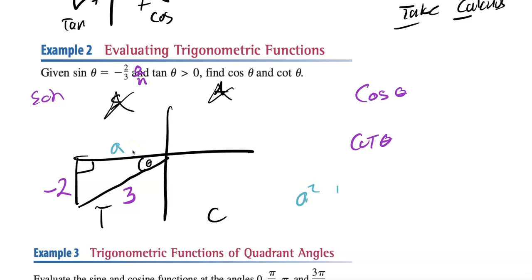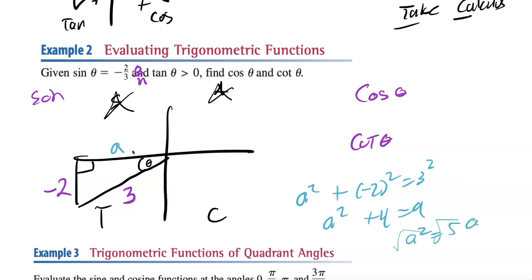A squared plus b squared, which is -2, equals 3 squared. So I get a squared plus 4 equals 9. A squared equals 5. A equals plus or minus radical 5. Since we're solving, it can only be one of these. Which one is it? We're going to the left, so it should be a negative radical 5.